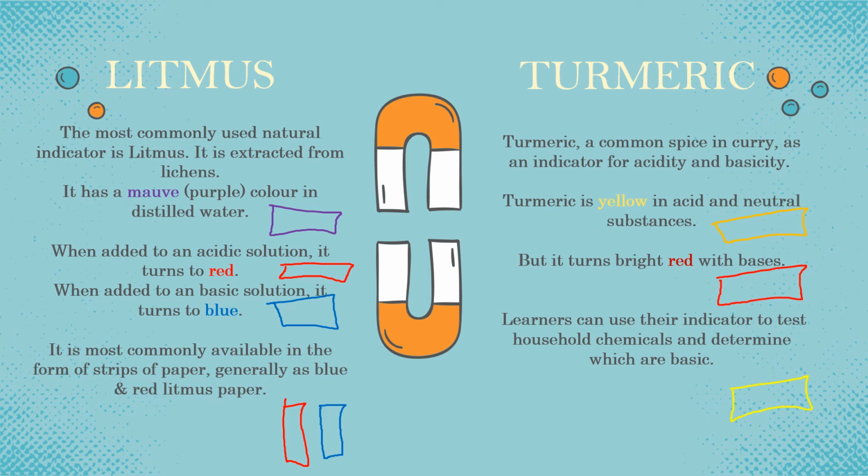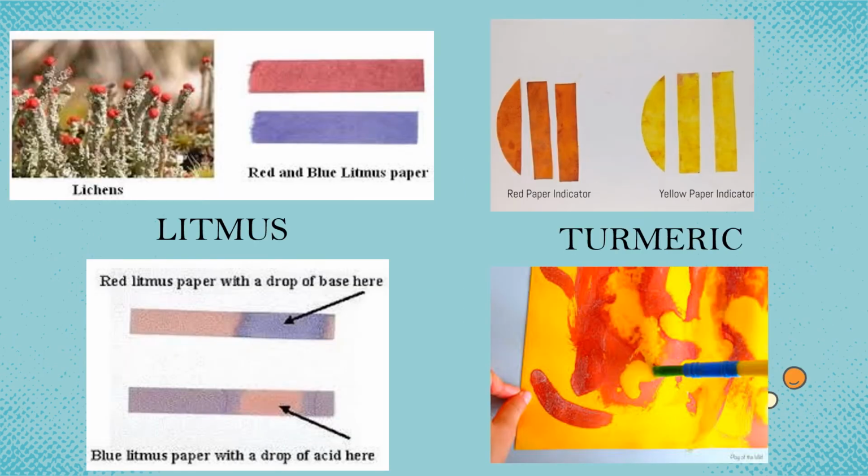Now let's look at a few examples. Here we can see lichens, and this is the plant. You can see what it looks like, and here is an example of red litmus paper and blue litmus paper. Below you can also see how it has reacted to acid and base. You can see a red litmus paper which has turned blue because of a drop of base on it. You can see the area which has turned blue, while below you can see a blue litmus paper which has turned red where a drop of acid has been dropped. You can see the difference between the two.